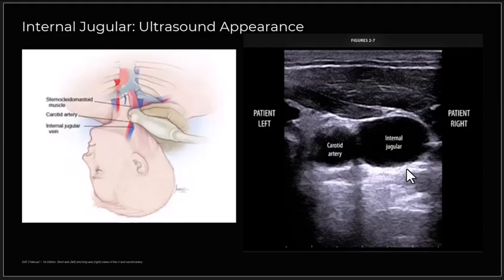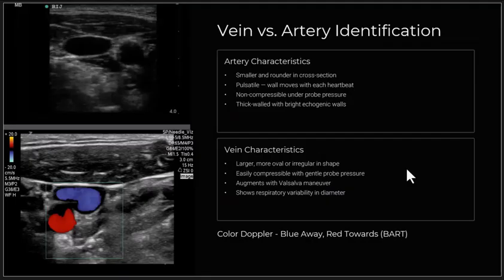Whether those vessels are side by side or slightly overlapped often depends on whether or not the patient's head is rotated. So other than anatomical position, how else might you be able to recognize a vein versus an artery on ultrasound? Well, the arteries are typically a little bit smaller and they stay very round in their cross-section even when pressure is applied. They should be pulsatile and you might see the arterial wall move with each heartbeat, and they're generally non-compressible under probe pressure versus veins, which are generally collapsible.